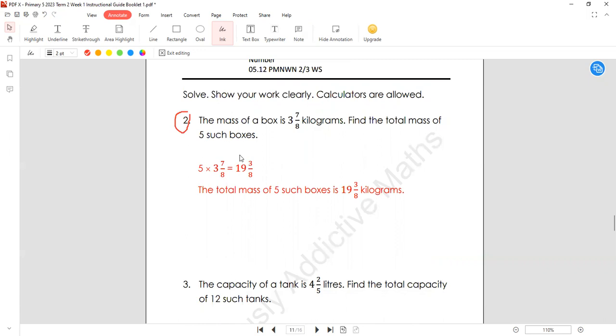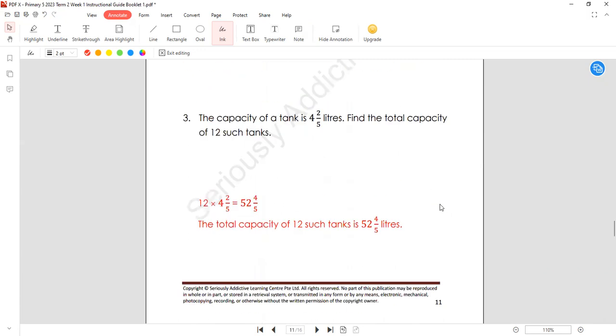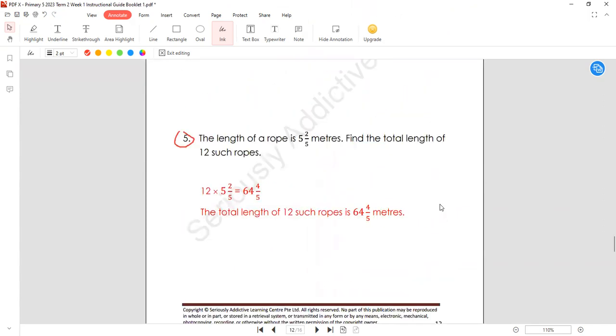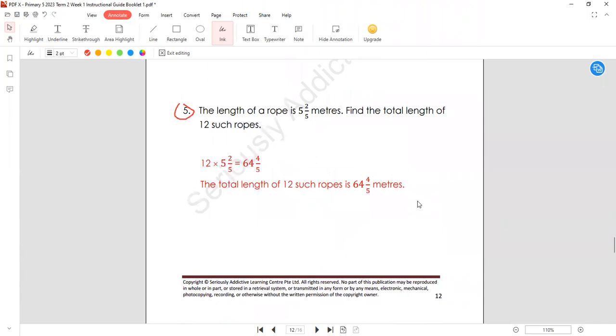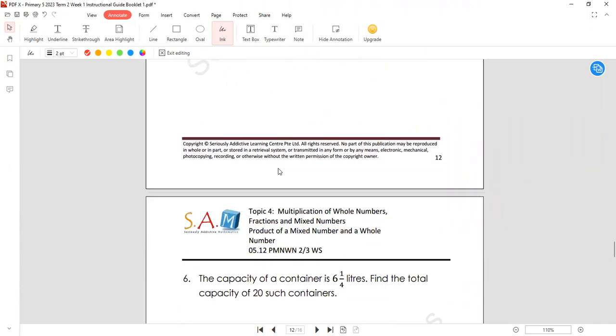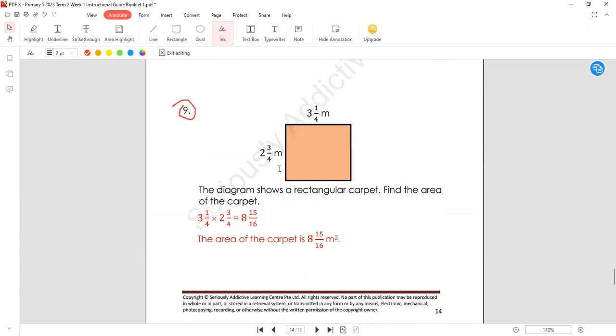All they need to do is write the equation. And remember, if they don't write a statement, at least write the unit of measurement at the end. So that's question 2. And then question 5, very similar. So question 5, and I think question 9, is to expose them to this kind of area type of question using fractions.